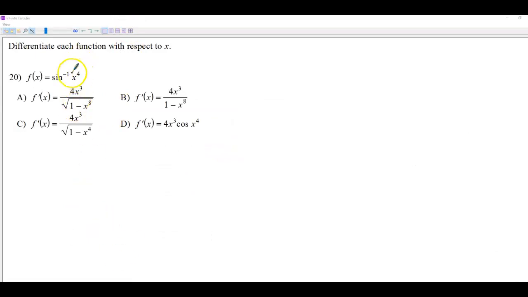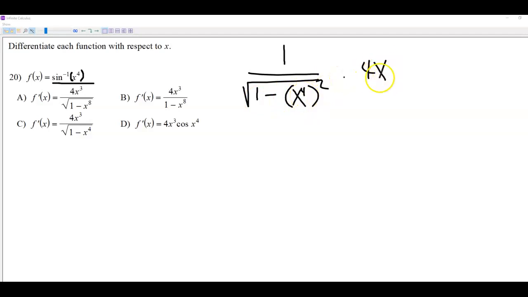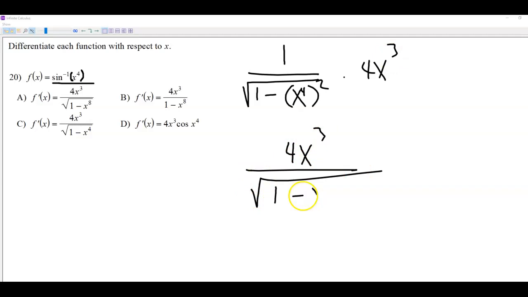It's going to be a chain rule, though. We have the inside piece here, which is x to the fourth. So the derivative of the outside, which is the arc sine, is going to be 1 over the square root of 1 minus whatever is on the inside, squared. And the inside is x to the 4th. And then we multiply that by the derivative of the inside, which is 4x cubed. Putting that 4x cubed on the top and then squaring those parentheses down in the bottom, we end up with that. And so the answer, as you can see there, is A.